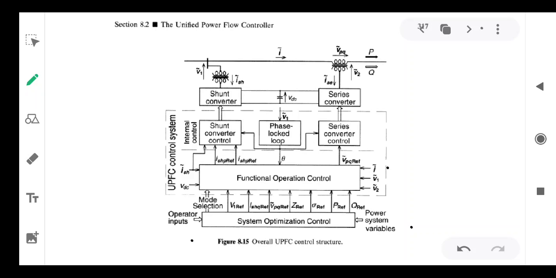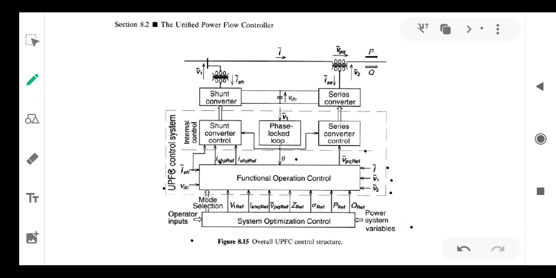And I is the current flowing through the line. V1 and V2 are the voltages, the shunt controller and series controller respectively. So ISH and VDC: ISH is the shunt controller current, and VDC is the DC link capacitor voltage. So ISH reference and VPQ reference are taken as reference signals, and theta is taken for the synchronization.